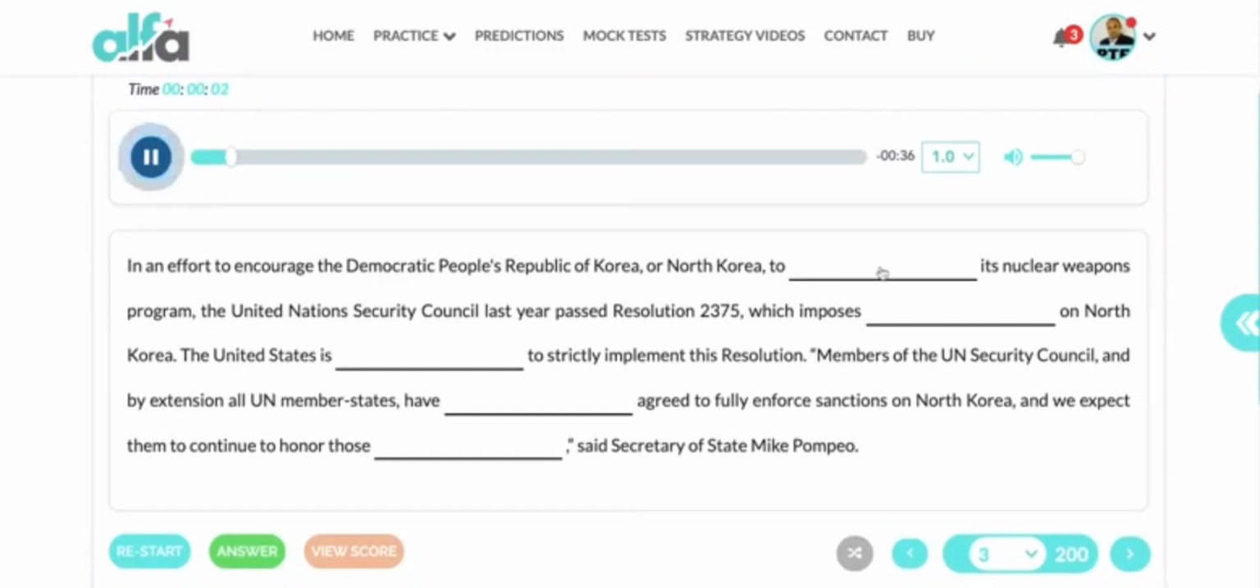In an effort to encourage the Democratic People's Republic of Korea, or North Korea, to dismantle its nuclear weapons program, the United Nations Security Council last year passed Resolution 2375, which imposes sanctions on North Korea. The United States is determined to strictly implement this resolution. Members of the UN Security Council, and by extension all UN member states, have unanimously agreed to fully enforce sanctions on North Korea, and we expect them to continue to honor those commitments, said Secretary of State Mike Pompeo.